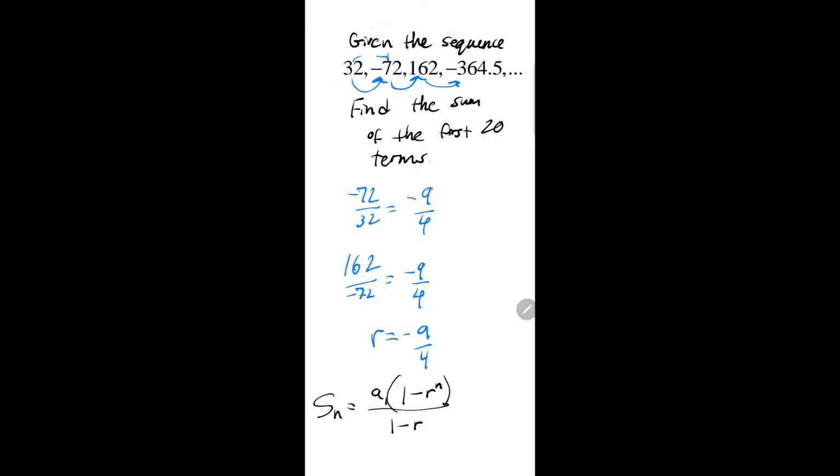Now, what's cool about the geometric series formula, as confusing and complicated as it looks, is I don't really need to know what my last term of the sequence is. If I want the sum of the first 20 terms, I don't need to know what a sub 20 is. All I need to know is how many numbers are in the pattern, what the common ratio is, and what a sub 1 is.